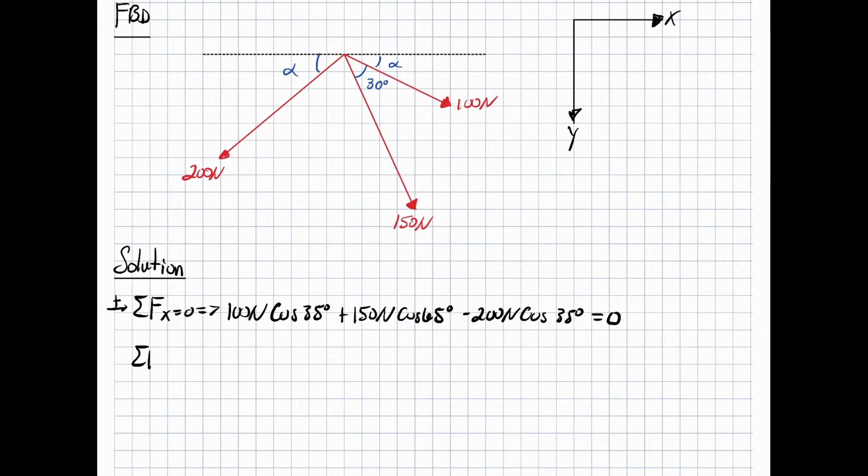And now sum of forces in the y direction equal to 0. I'm stating that it's positive going down. We have 100 newtons sine of 35 plus 150 newtons sine of 65 plus 200 newtons sine of 35, all equal to 0.